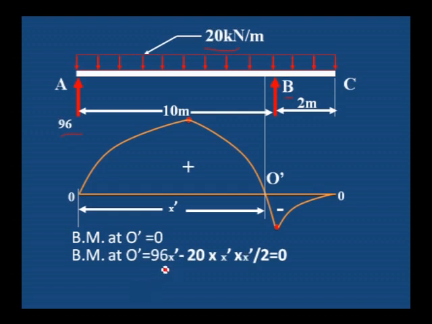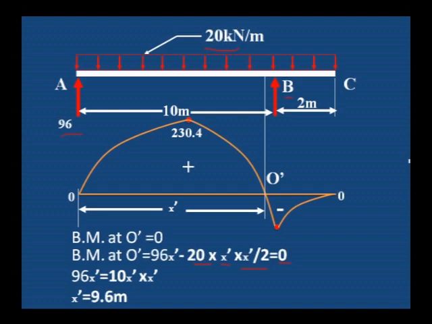That is 96 into x dash, where x dash is the distance, minus the load of 20 kilonewton per meter, which acts up to the distance of x dash. 20 into x dash is the total load, into the distance from the O dash to where this UDL acts at its center, that is x dash divided by 2, must be equal to 0. If we simplify, we will get x dash as 9.6 meter. That means this bending moment is equal to 0 at a distance of 9.6 meter from the A point, or it is 2.4 meter from the C point.